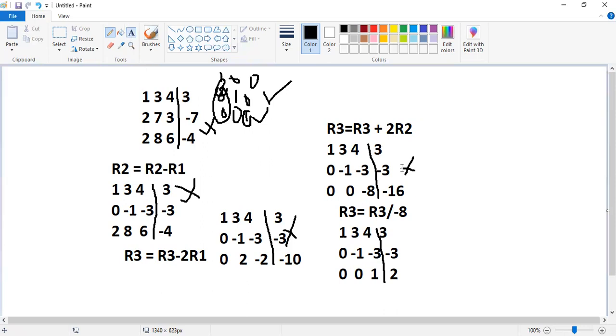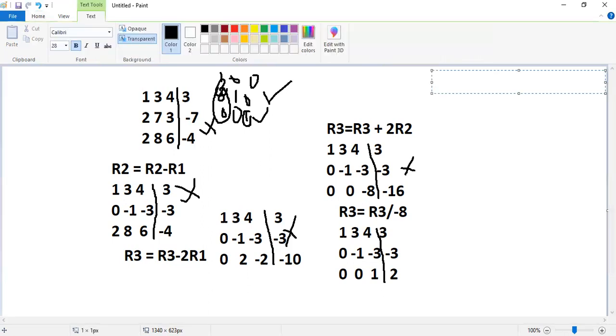So let's say our next step. Now we are working on this matrix. So our next step is we are working on row 2. Row 2 is equal to row 2 divided by negative 1. So our result will be 1, 3, 4.